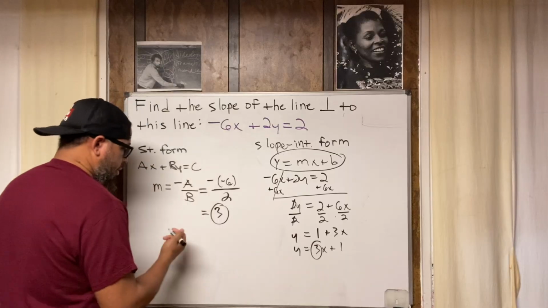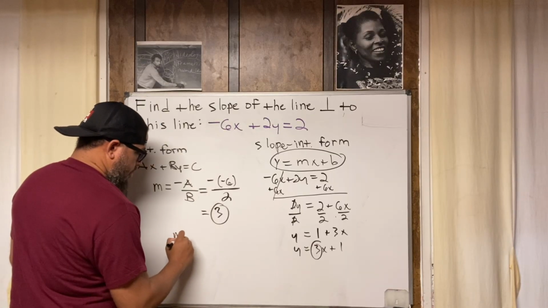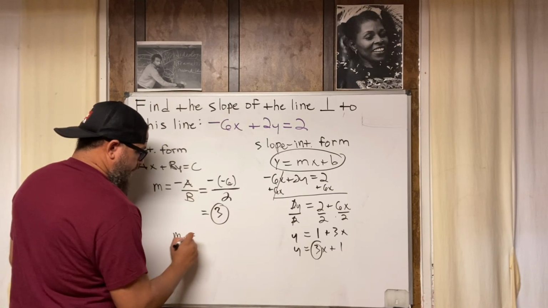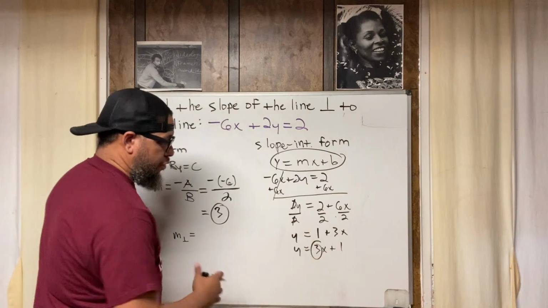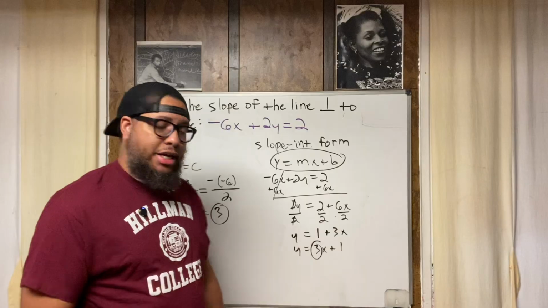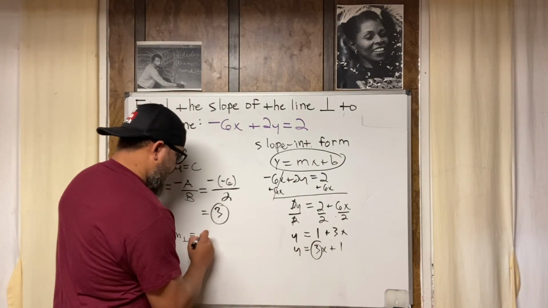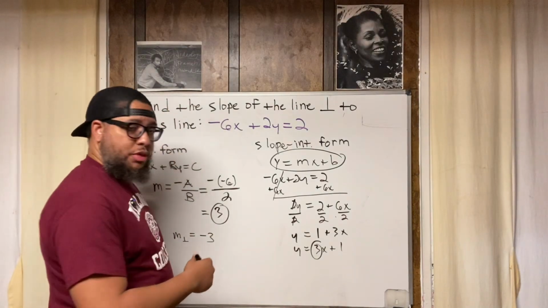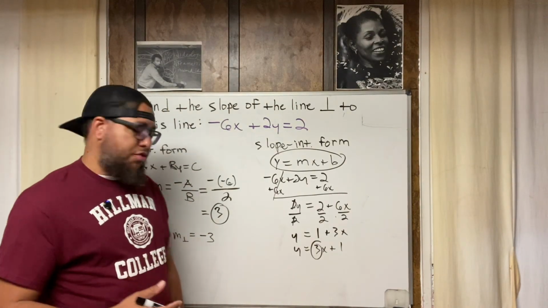All right, so this 3, right? So I'm going to write m with a little perpendicular symbol right there, right? First I'm going to say, well, what's the opposite of positive 3? The opposite of positive 3 is negative 3. So it's going to be negative 3. I'm going to write that. But then I got to take the reciprocal of that. What's the reciprocal of negative 3?